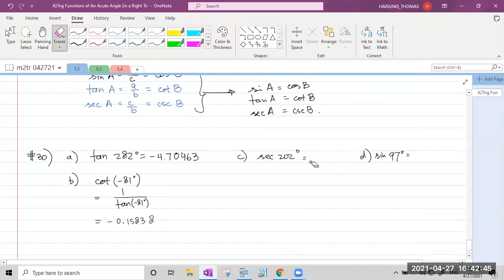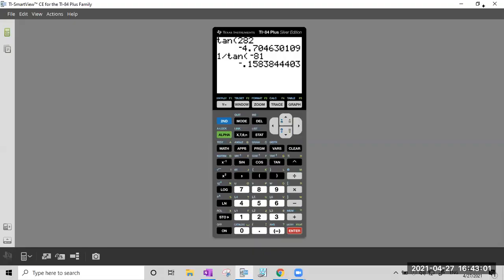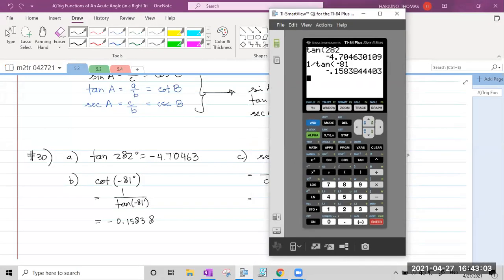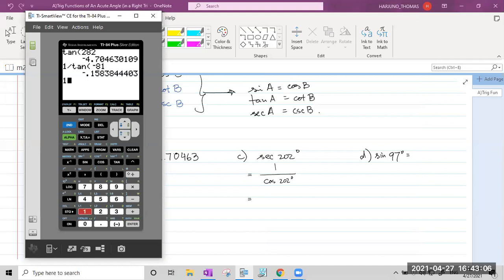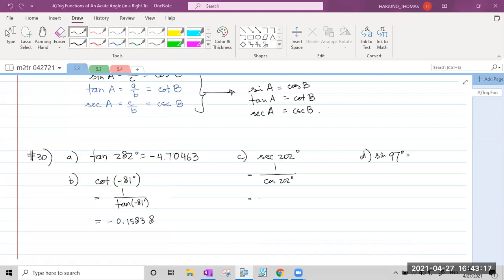Likewise, for secant 202 degrees, we don't have a secant button on our calculator. So we write it first as 1 over cosine 202 degrees. Then you punch that into your calculator. 1 over cosine 202 degrees. Negative 1.07853.